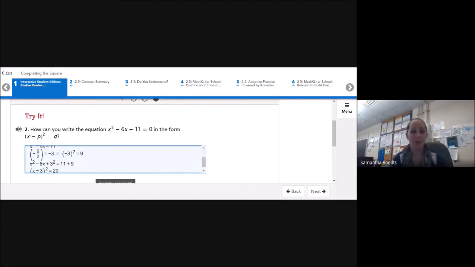So I take the middle number, the x value, I divide it by 2. I square that. That is what I'm adding to both sides. Okay. That number, so in this case, -3, becomes what my x minus value is, or x plus value is.